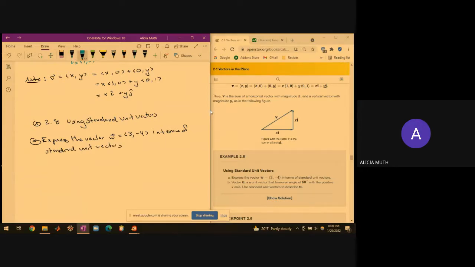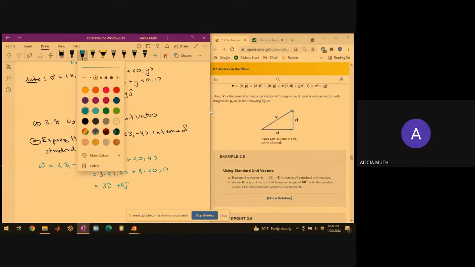All right, and so in order to do that, we can recognize that the vector with components 3, negative 4 is equal to the sum of the vectors 3, 0 and 0, 4, which is 3 times the vector 1, 0 plus 4 times the vector 0, 1. Now, since we know our standard unit vectors can be written in this way, this is 3i plus 4j, and we're done. So we can actually rewrite what we have above with a new rule.